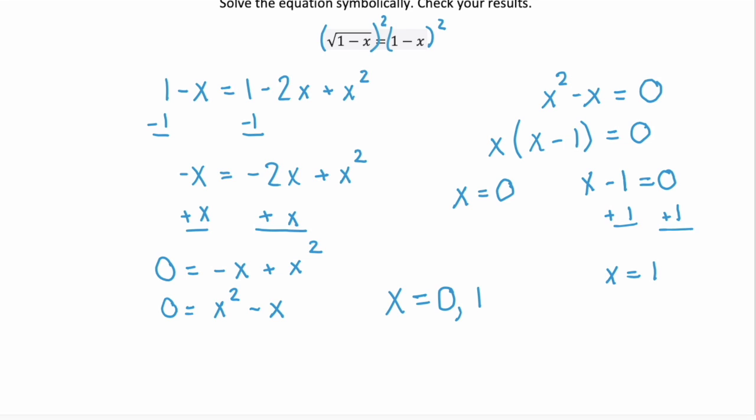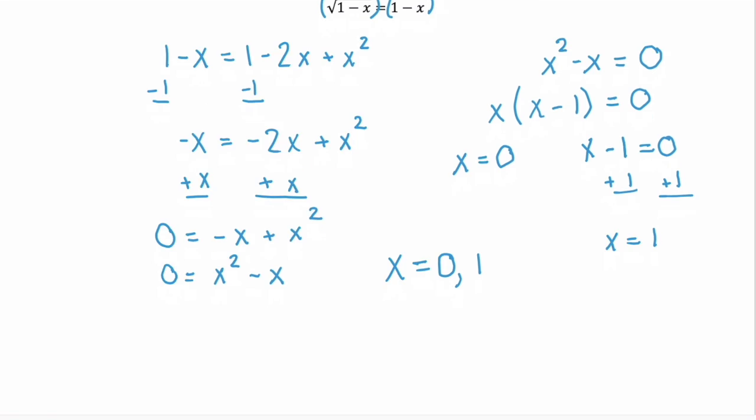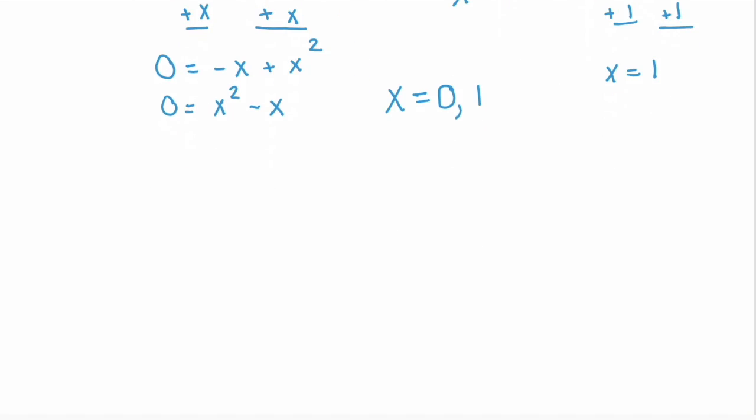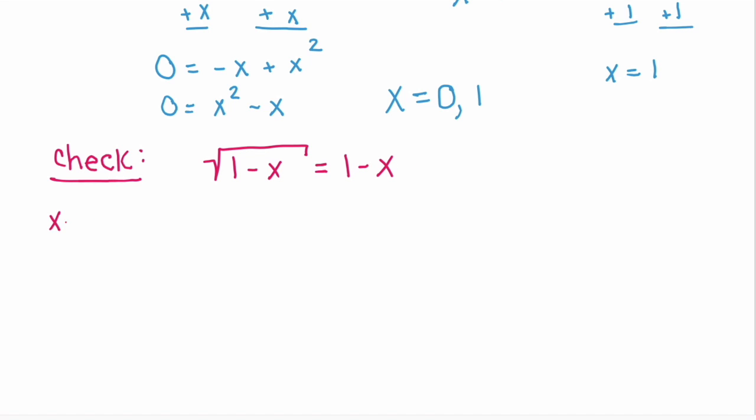This is really important with radicals because we need to make sure that we end up with a real number. We can't try to take the square root of a negative. So let's check. And remember, when you check, you have to check it with the original. So our original equation is the square root of 1 minus x equals 1 minus x. So first we'll check x equals 0. And that is the square root of 1 minus 0 equals 1 minus 0.